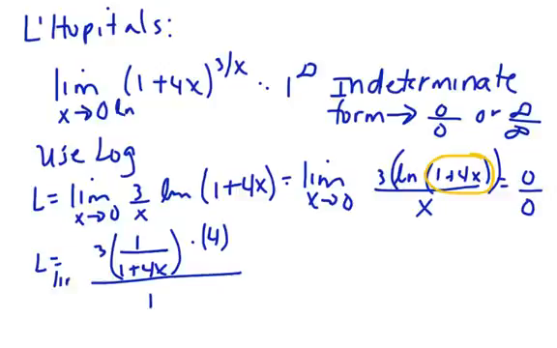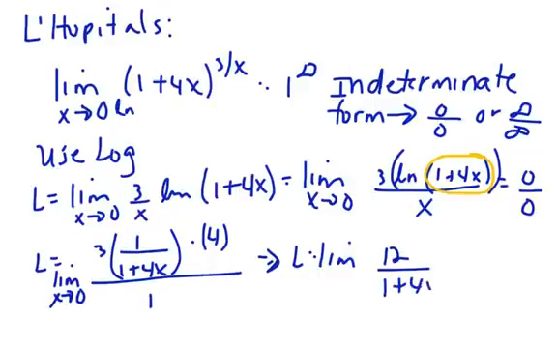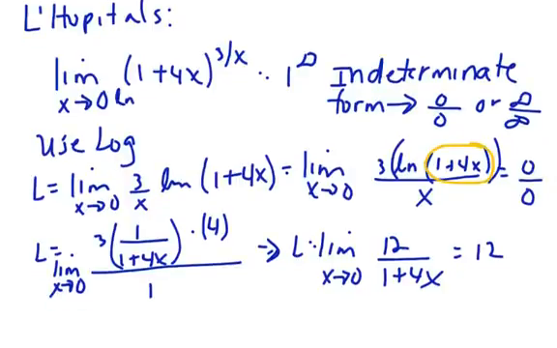Oops, forgot the limit. So this limit now is equal to 12 over 1 plus 4x. Okay, and the limit is 12. Right, substitute x equals 0 into the equation, and you get that the limit is equal to 12.